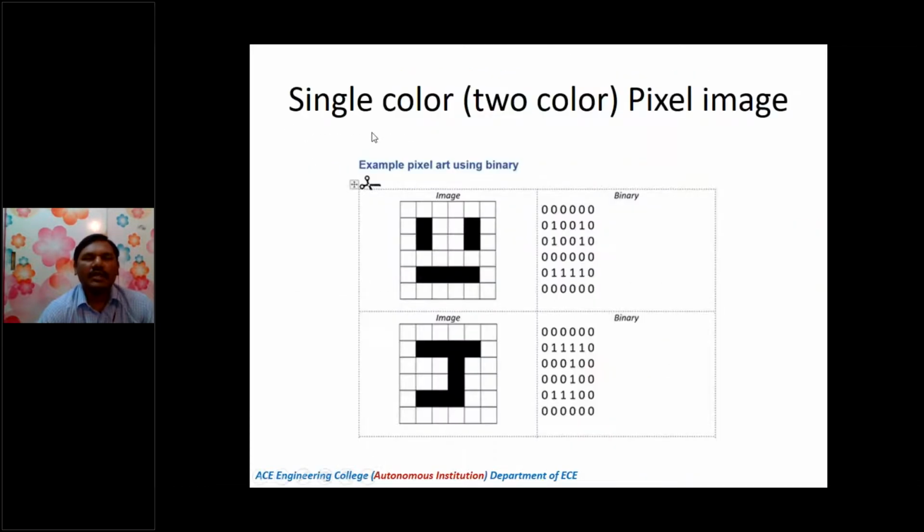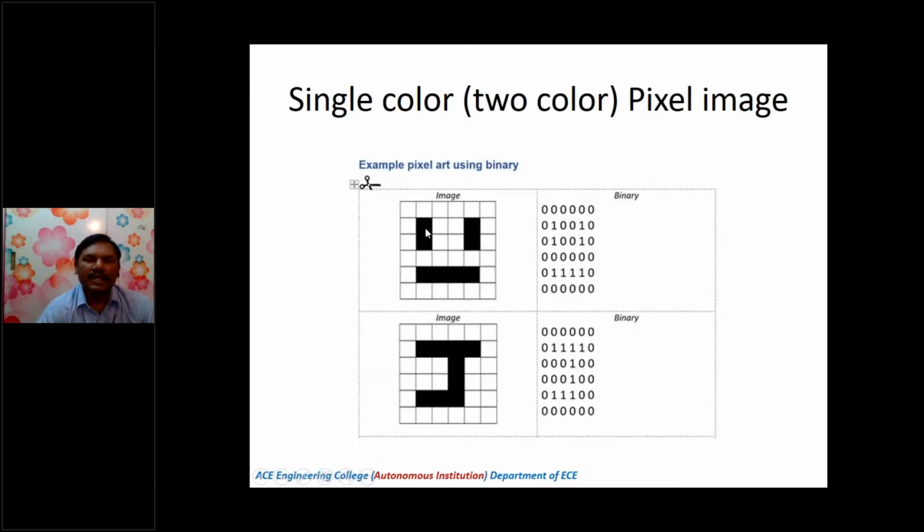So here I am giving a true color or single color. Why is it called single color and true color? Because I am representing with black and white. That's why I am taking it as a single color. Sometimes we represent black and white as two colors also. So that's why I'm showing it as two colors.